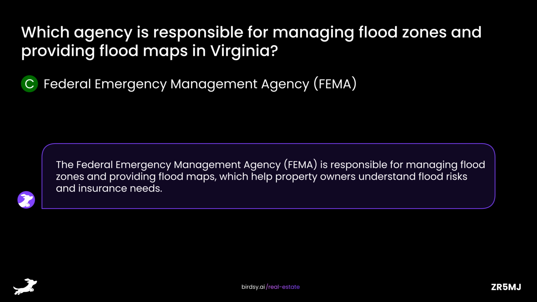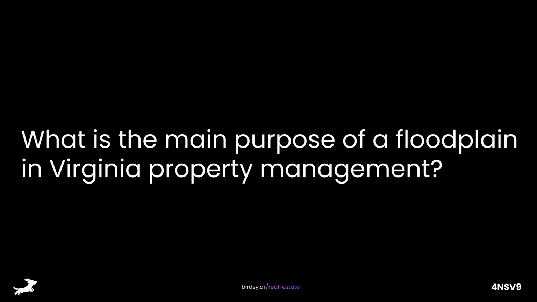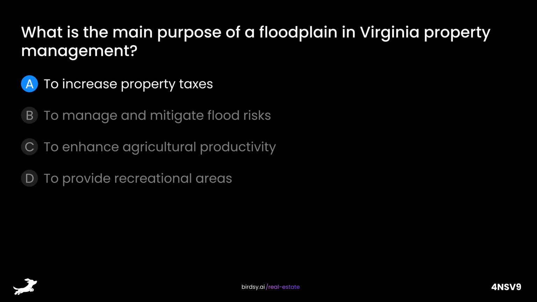The Federal Emergency Management Agency is responsible for managing flood zones and providing flood maps, which help property owners understand flood risks and insurance needs. What is the main purpose of a floodplain in Virginia property management? Is it A, to increase property taxes, B, to manage and mitigate flood risks, C, to enhance agricultural productivity, or D, to provide recreational areas? The answer is B, to manage and mitigate flood risks.